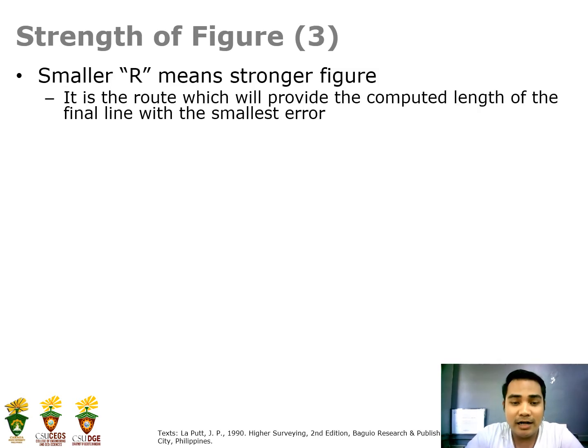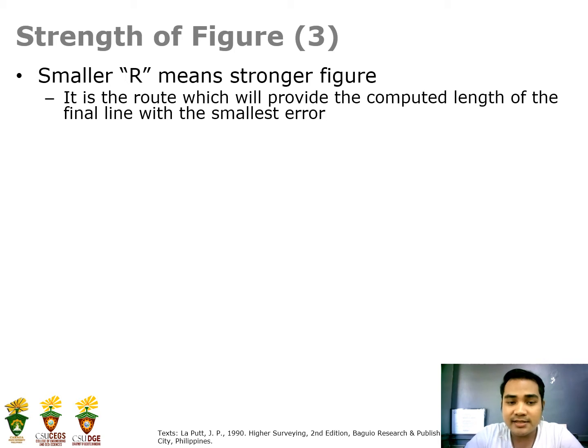So the smaller R means the stronger figure. It is the route which will provide the computed length of the final line with the smallest error. So again, nganong kinahanglan man ta mo compute og strength of figure is to determine, or to avoid, or at least to reduce the error. Kaya di magina malikayan nga na ay error.